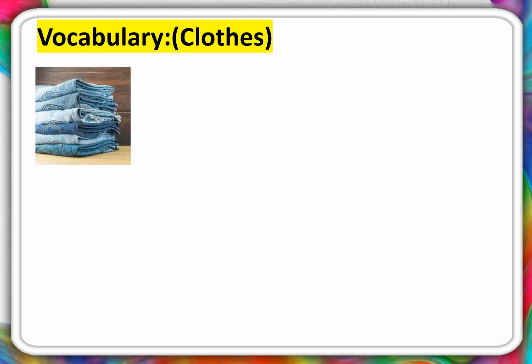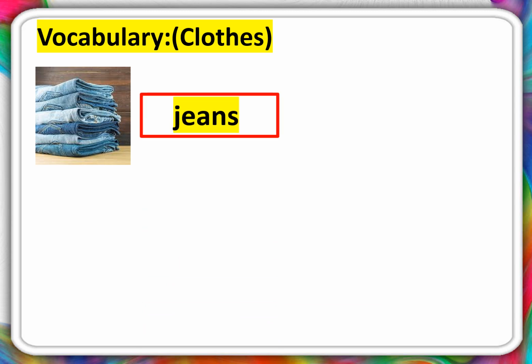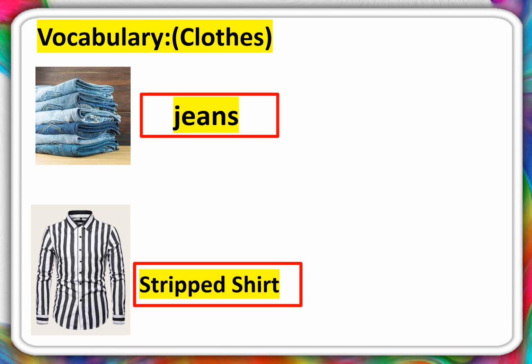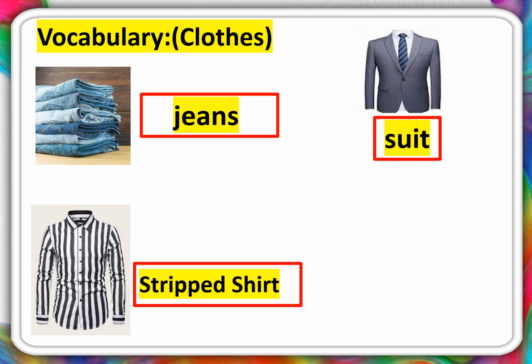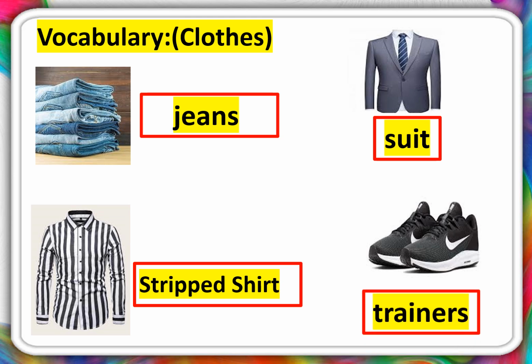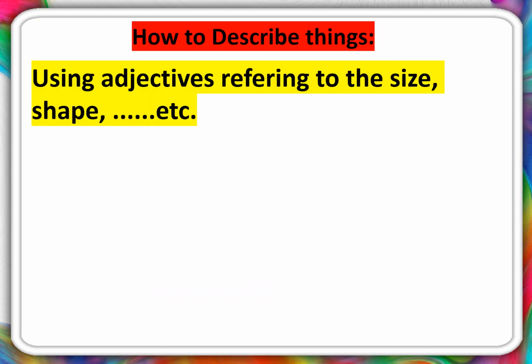What do you call these? Good. They are jeans. What about this one? Excellent. It is a striped shirt. Good. What about this? It's formal, right? Brilliant. It is the suit. Nice. What about these? What do you call them? Well done. They are trainers. Good for you. Now, how do we usually describe things?